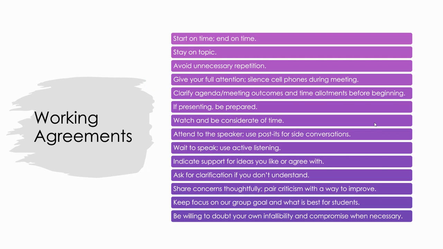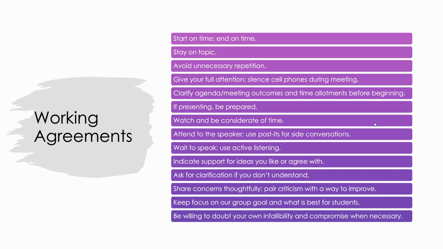So another effective team process is to create those working agreements. Those working agreements are those contracts that we as a team agree on how we are going to conduct ourselves within that meeting. It allows for teams to identify those behaviors that are going to show respect for your other teams. So some examples would be start on time, end on time, stay on topic, avoid unnecessary repetition, give your full attention.